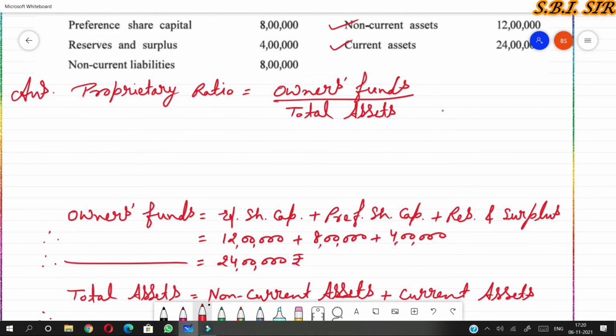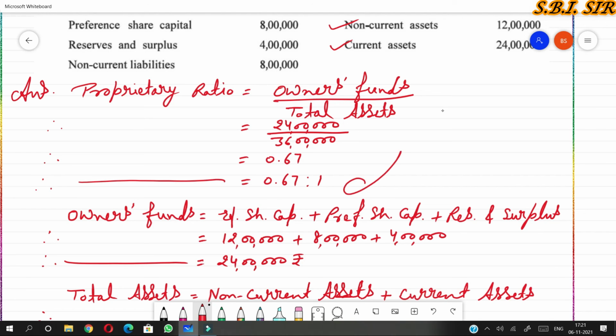Then we will put these values in the formula. Owners fund 24 lakh divided by total assets 36 lakh. 24 lakh divided by 36 lakh, we will get 0.67. Then 0.67 ratio 1. Then this is our final answer for proprietary ratio.